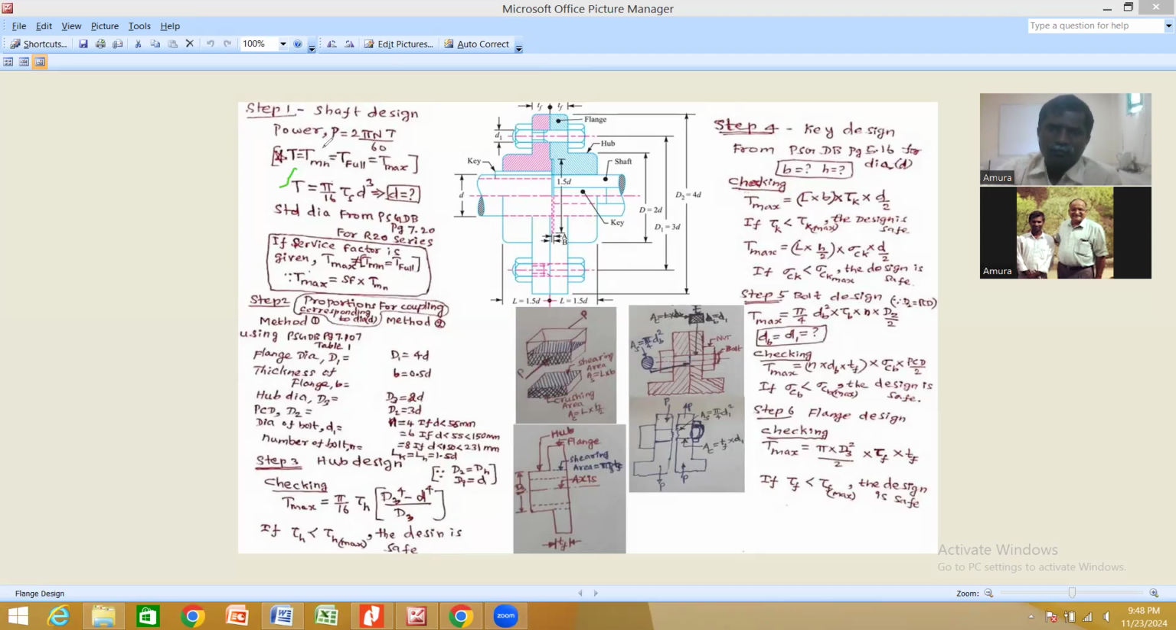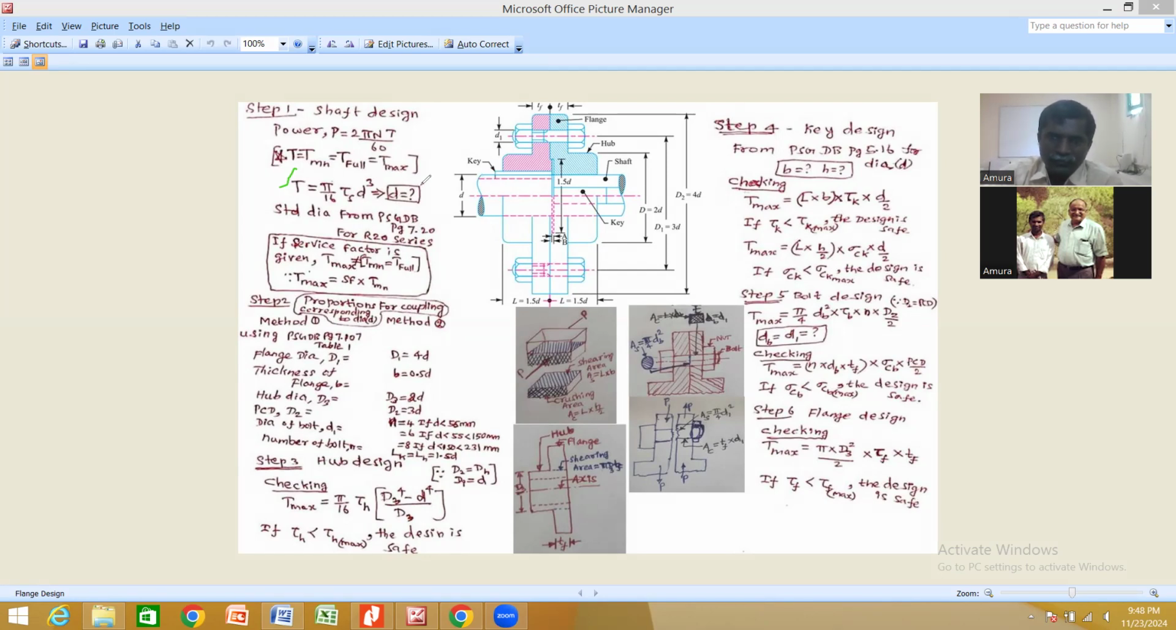Whenever we find the torque from the power formula, that will be the mean torque or full torque or maximum torque. If a service factor is given, then Tmax is not going to be Tmean and it is not equal to full torque. In that case, we have to use maximum torque equals service factor into mean torque. After finding the torque, we use the torque value to find the diameter: pi by 16 into fs into T equals d cubed. This formula can be found in the PSG data book, page 7.21.